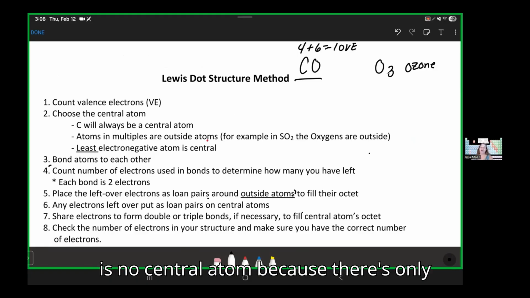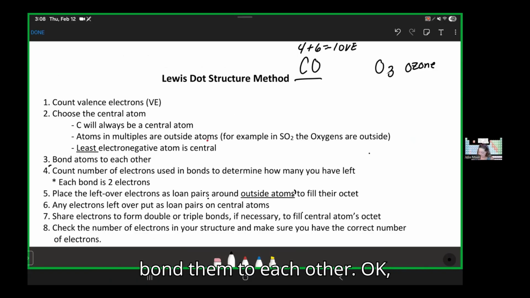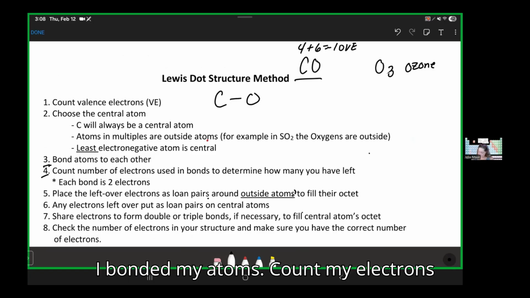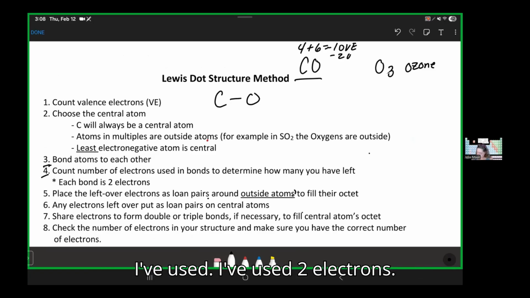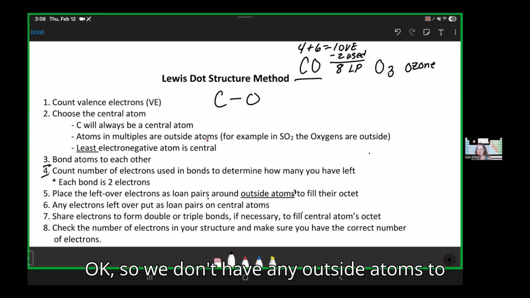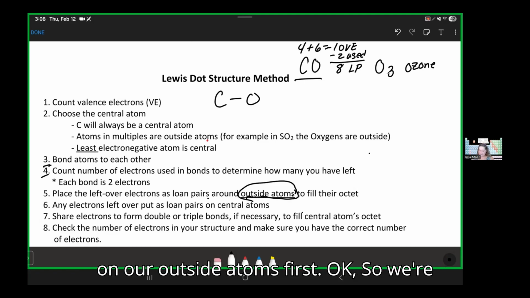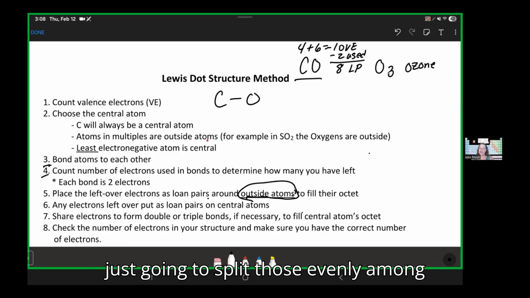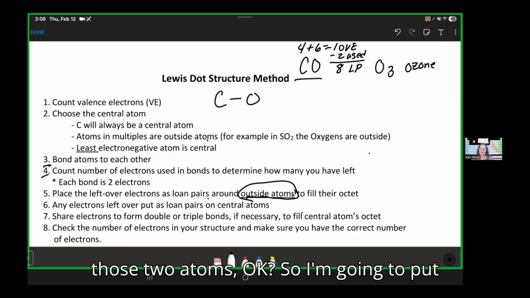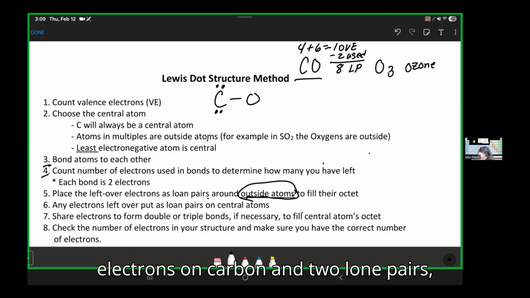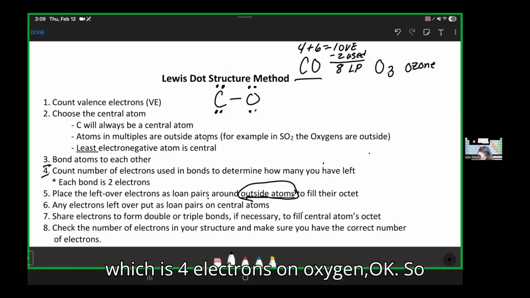There is no central atom because there's only 2 atoms there. So we're just going to bond them to each other. Count my electrons that I've used. I've used 2 electrons, so I have 8 left for lone pairs. We don't have any outside atoms to put them on, because we put them on our outside atoms first. So we're just going to split those evenly among those 2 atoms. I'm going to put 2 lone pairs, which is 4 electrons, on carbon, and 2 lone pairs, which is 4 electrons, on oxygen.